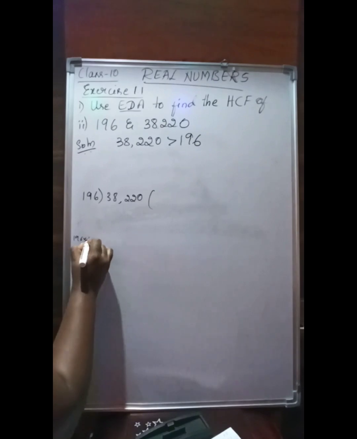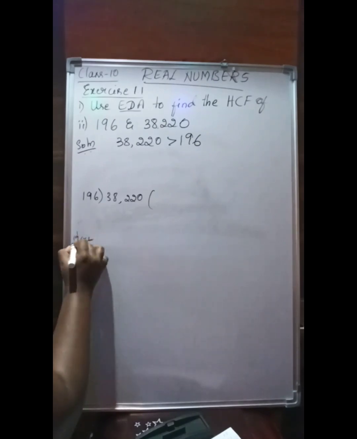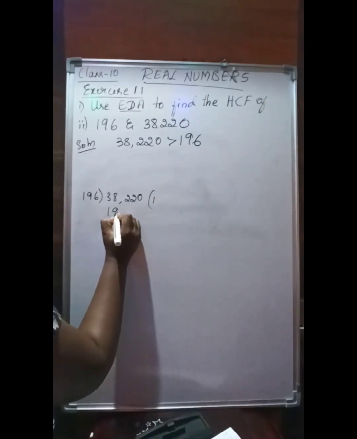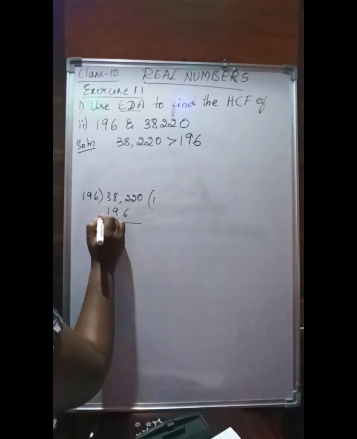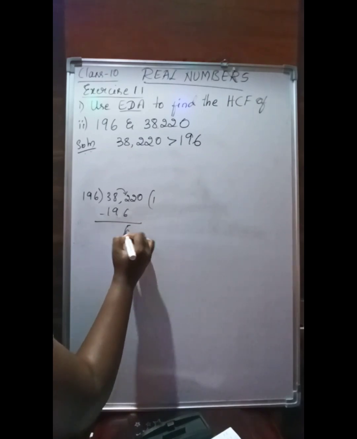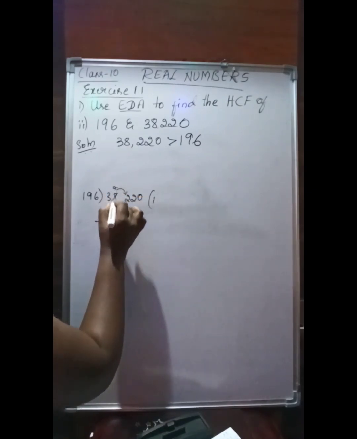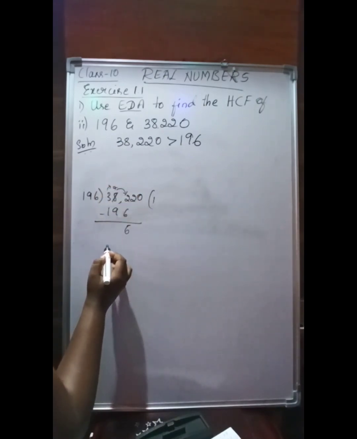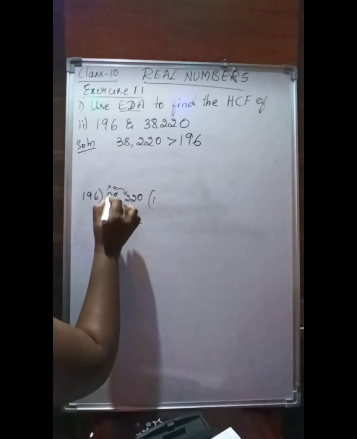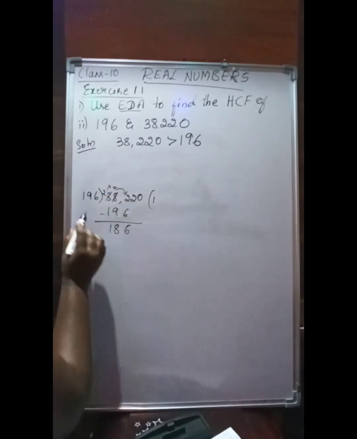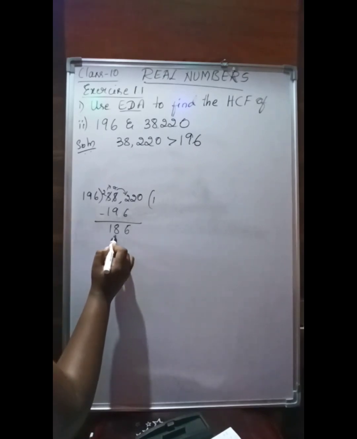196 into 2: 2 sixes are 12, 2 nines are 18, 19... so you cannot consider 2, you can directly consider 1. So 196. Now subtract this one. 6 minus 2 is not possible, take one borrow, 12 minus 6 is 6. Then 7 minus 9 again not possible, take one borrow, it becomes 17, 17 minus 9 is 8. Then 2 minus 1 is 1. So here we have 186, and 196. So this value is less than 196.